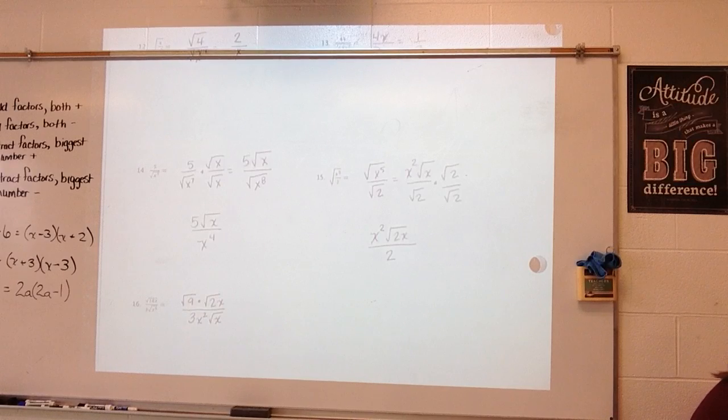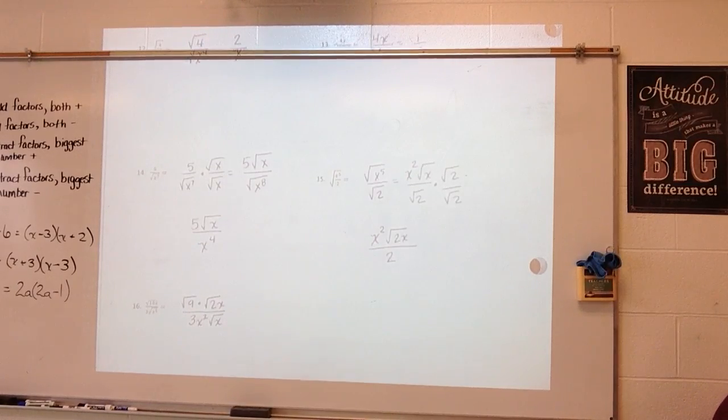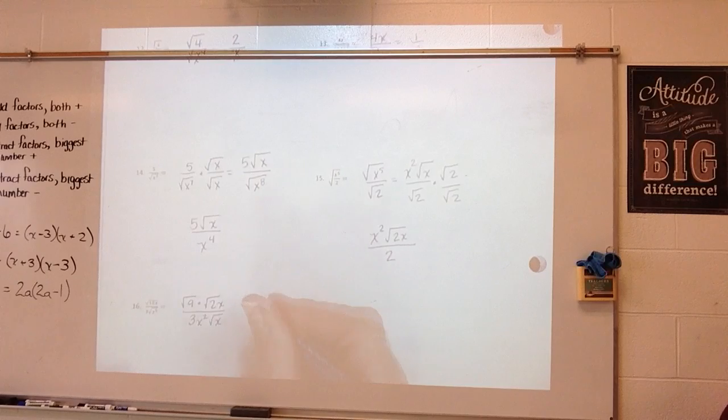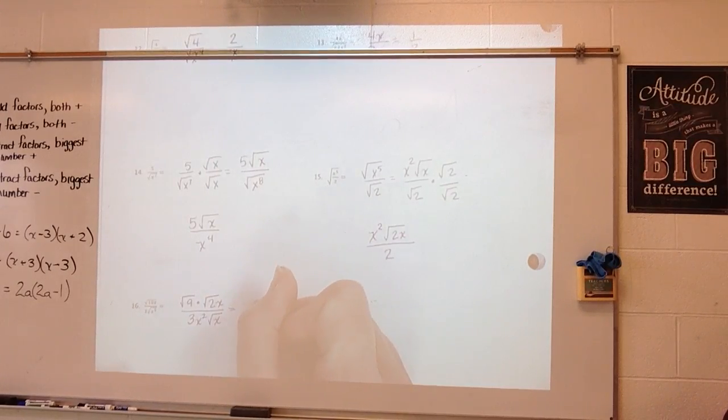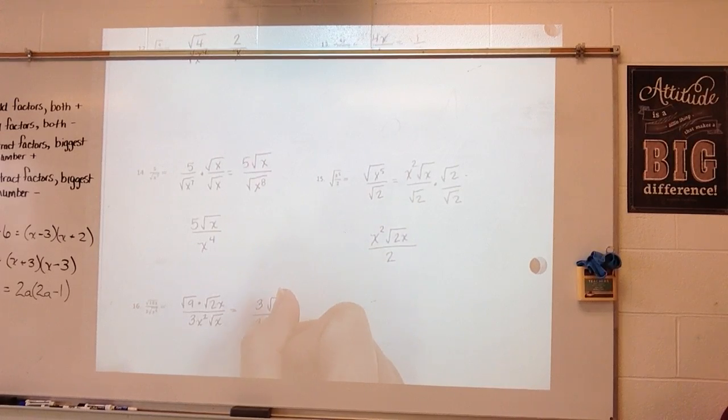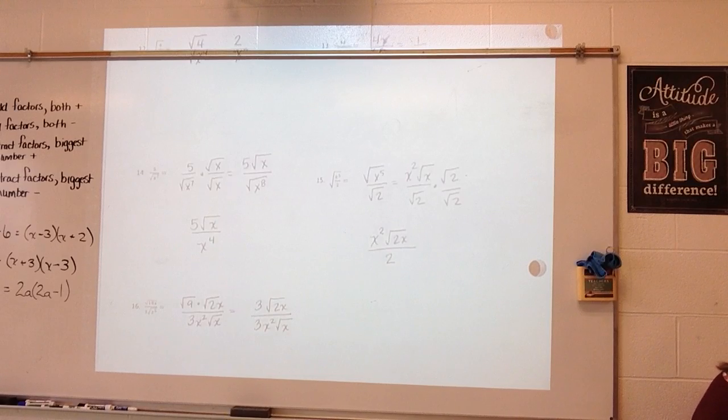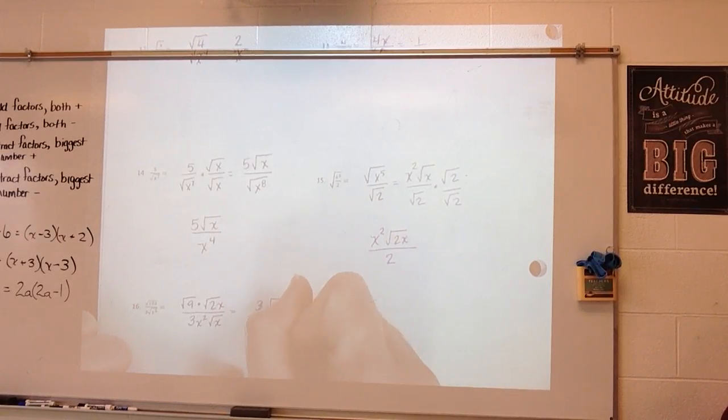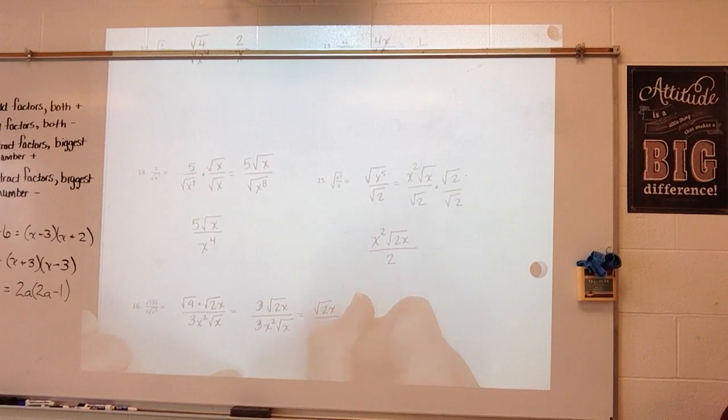All right. So let's simplify this as much as I can. Square root of 9 is 3. Square root of 2x, 3 over x squared square root of x. All right, simplify that even more. 3 divided by 3 is 1. So I get square root of 2x over x squared square root of x.